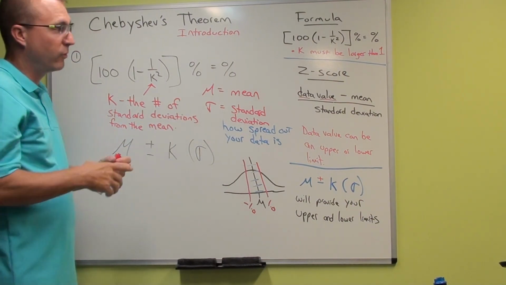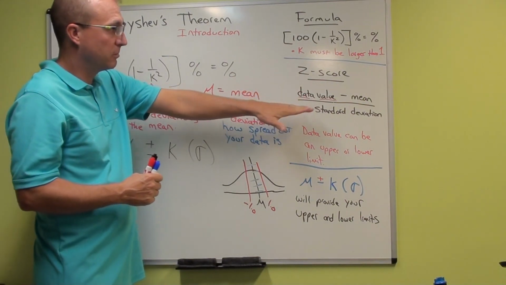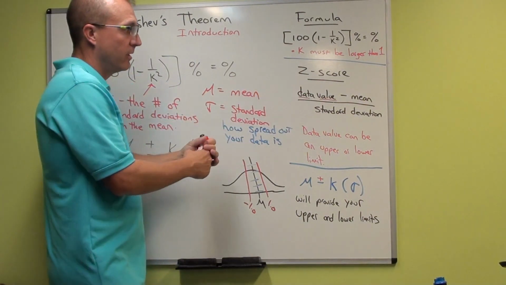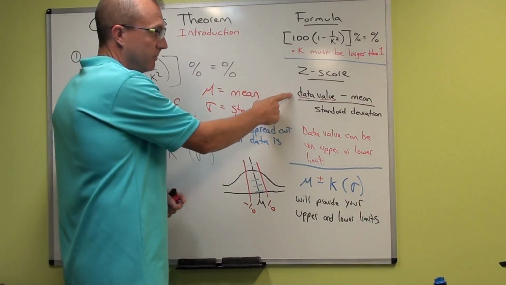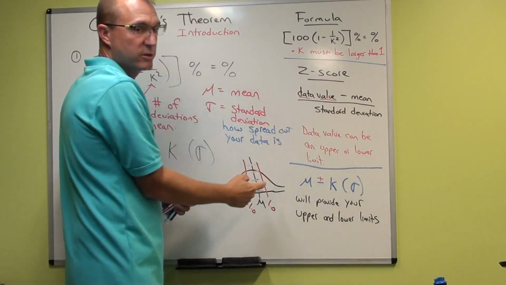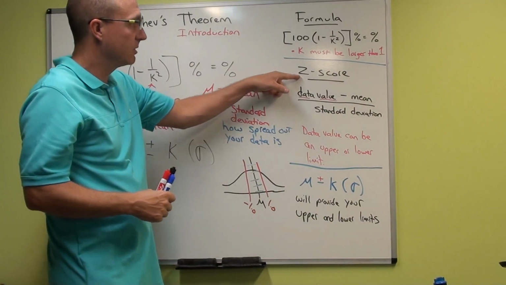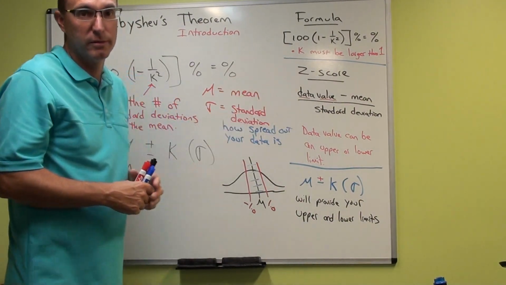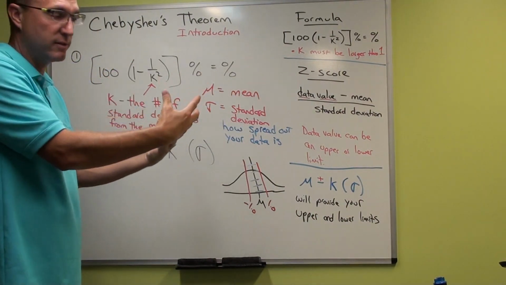There is one more formula we'll use, but this formula is pretty simple, straightforward. They're going to give you a data value. You subtract it from the mean and divide by your standard deviation. And that will give you something called a z-score. Alright, and you'll see these in the next video coming up.